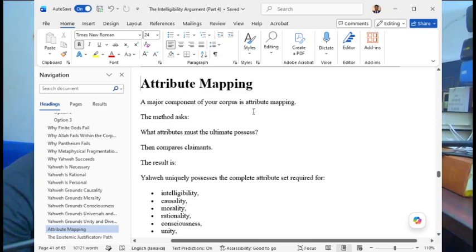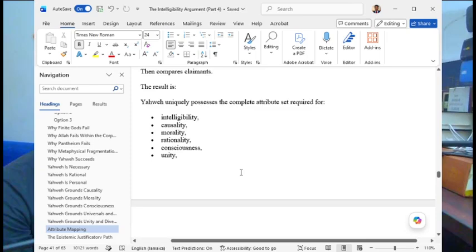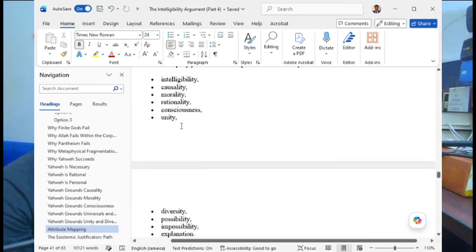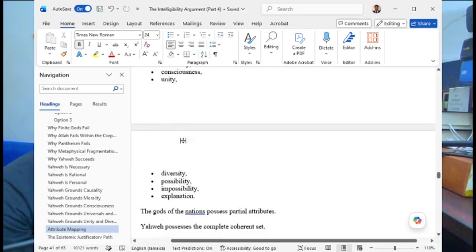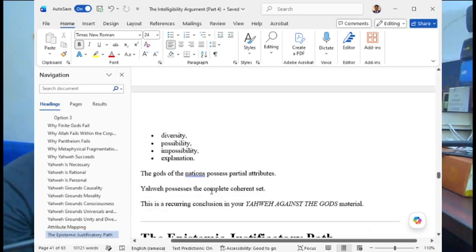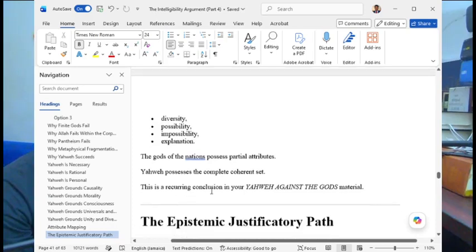A major component of my corpus. It's a book that I gave to my AI. The method asks, what attributes must the ultimate possess? Then I compare claimants. And the result is Yahweh uniquely possesses the complete attribute set required for intelligibility, causality, morality, rationality, consciousness, unity, diversity, possibility, impossibility, and explanation.